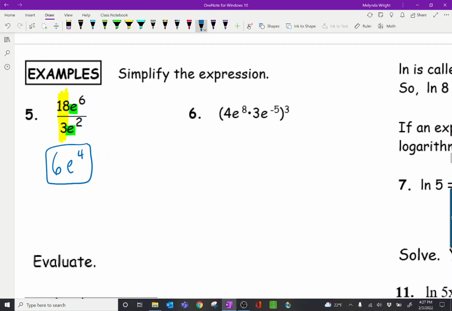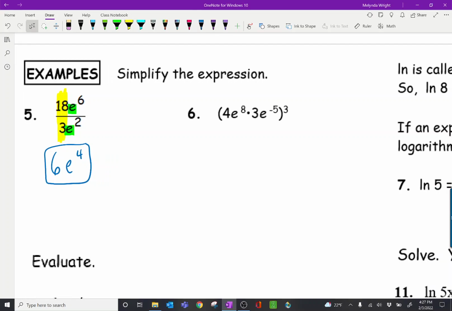Okay, so let's look at number 6. You certainly have a choice. You could take the 3 and distribute it to all of these 4 individual things in here that are connected by multiplication. Well, you know me, I don't really like big numbers. So I'm going to deal with this inside part first. I'm going to go ahead and multiply the 4 times 3 and get the 12. And the e to the 8 times e to the negative 5th. Okay, we're multiplying common bases. Do you remember what you do with the exponents? Yes, you add. So 8 plus a negative 5 would be 3. Okay, so that's much better for me. I have less to deal with and they're smaller.